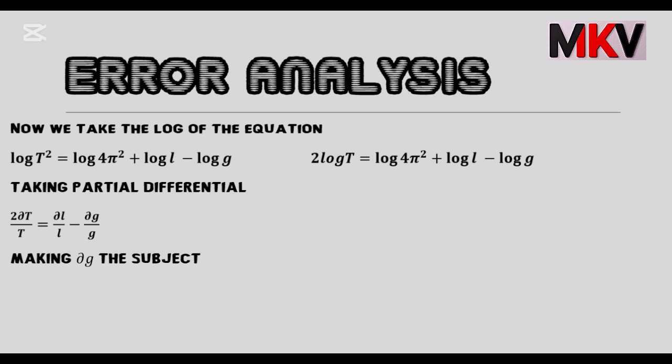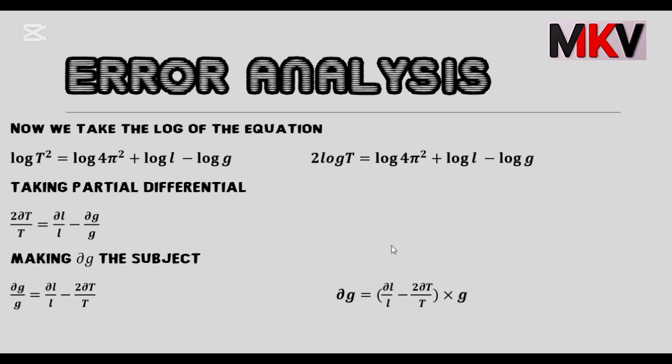Now we have to make delta G the subject, since that will give us the error for the gravity. So making delta G the subject, we bring delta G over G to the left side of the equation. After that, we multiply through by G to make delta G the subject. Therefore, our delta G will be equal to, in brackets, delta L over L minus 2 delta T over T, times G. This equation is how to calculate our error for gravity.